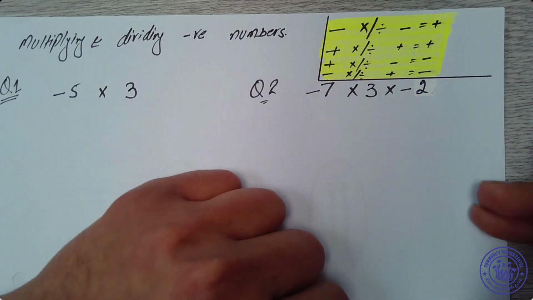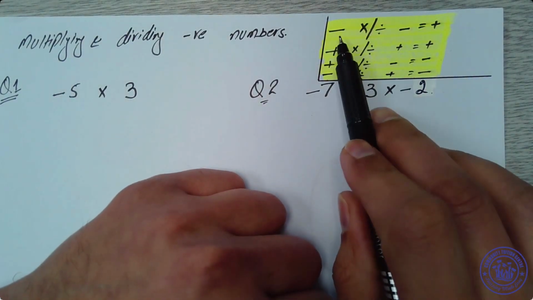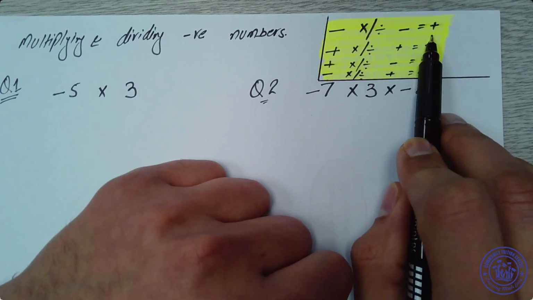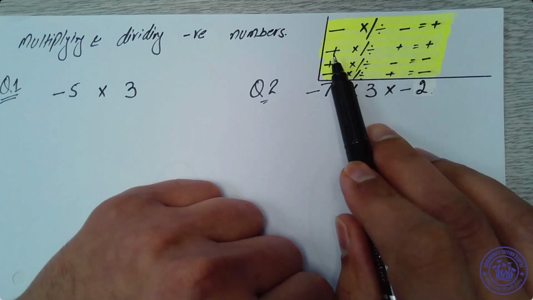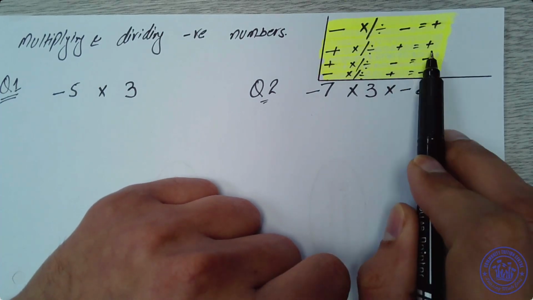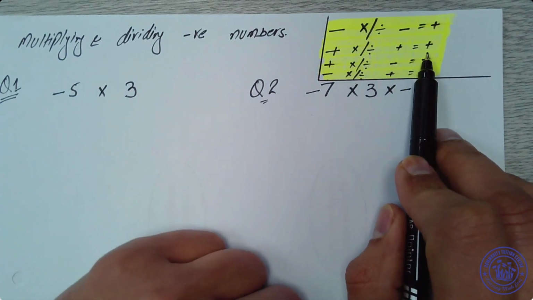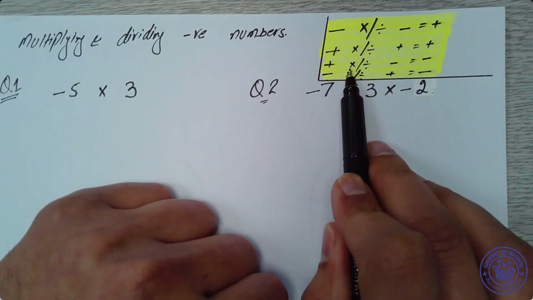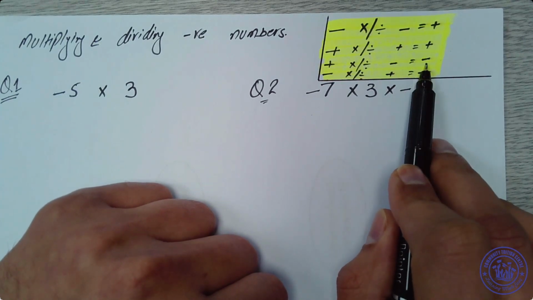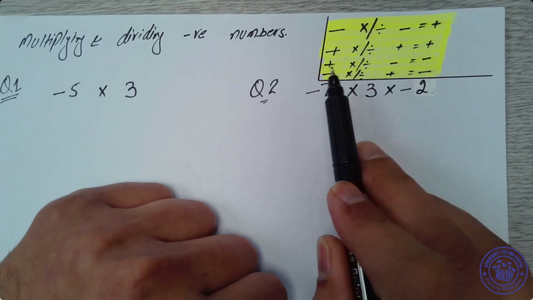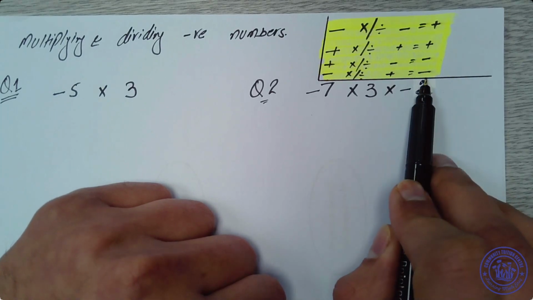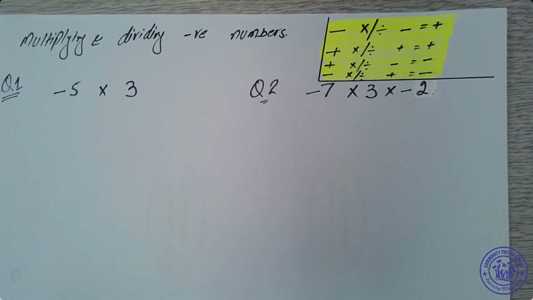So let's quickly have a look. If you multiply or divide one negative sign with another negative sign, the outcome will be a positive sign. Similarly, if you multiply or divide a positive sign with another positive sign, the outcome will be a positive sign. If you multiply or divide a positive with a negative, the outcome will be a negative sign. Similarly, if you multiply a negative by a positive, or divide a negative by a positive sign, the outcome will be a negative sign. So let's put this into practice.